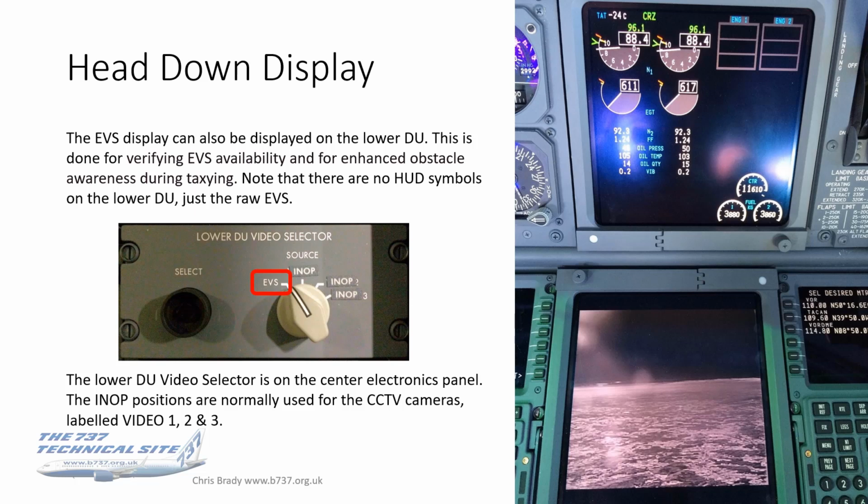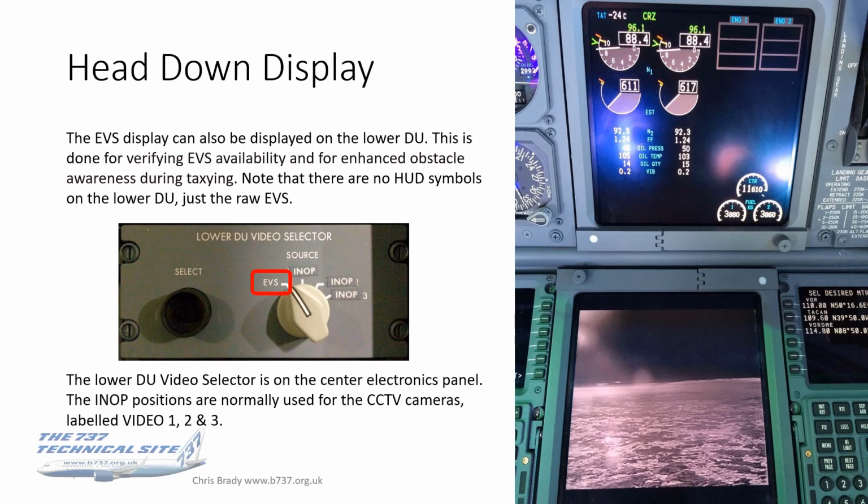Okay, as we've already seen, the EVS display can also be displayed on the lower DU, and in actual fact this was the way it was first done. This is done really for verifying EVS availability and for enhanced obstacle awareness during taxiing.